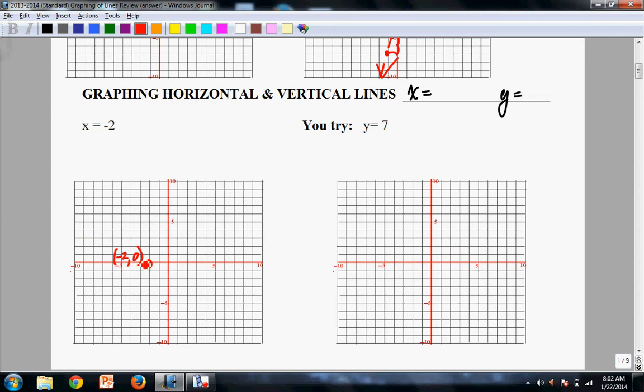The easiest way to do these and get them right is to simply plot a bunch of points where x is negative 2. So get 3 points here. Start with negative 2 comma 0. And now just work your way up. We're going to go negative 2, 1, negative 2, 2. Do 3 points. Ready? Plot those 3 points.